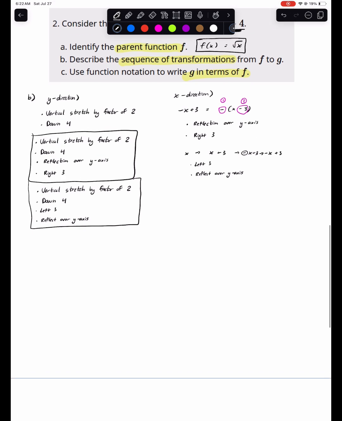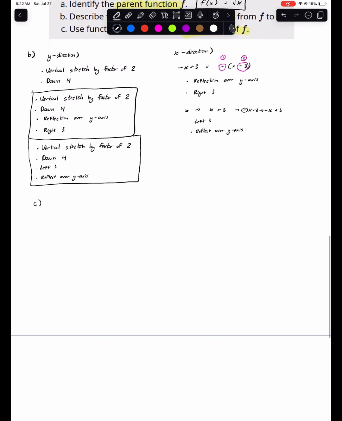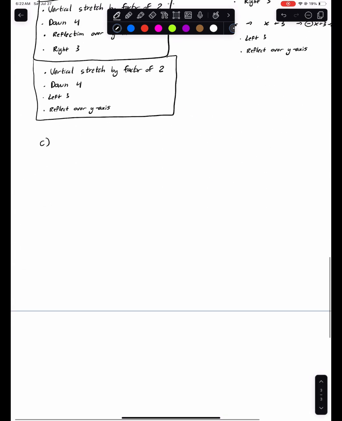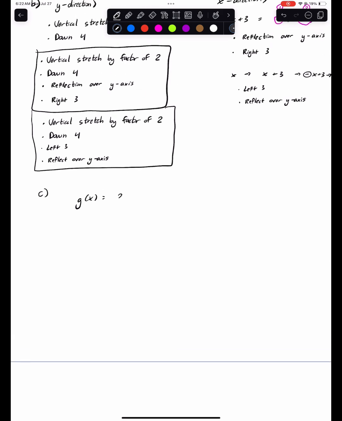Okay. For part C, we need to rewrite g in terms of f, right? So the square root is a function, so you can just replace the square root with f essentially. So g of x will equal 2 times f of negative x plus 3, minus 4. And that would be your answer.